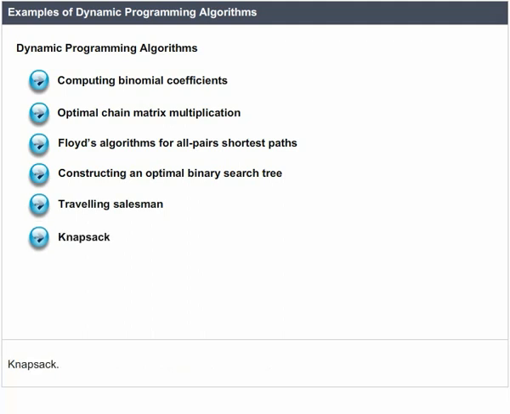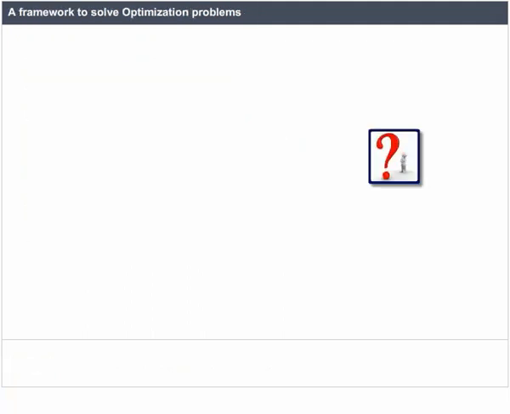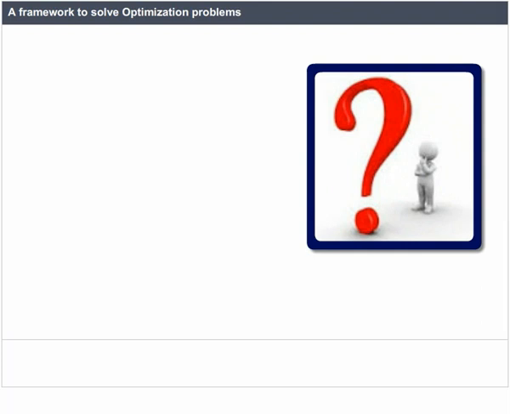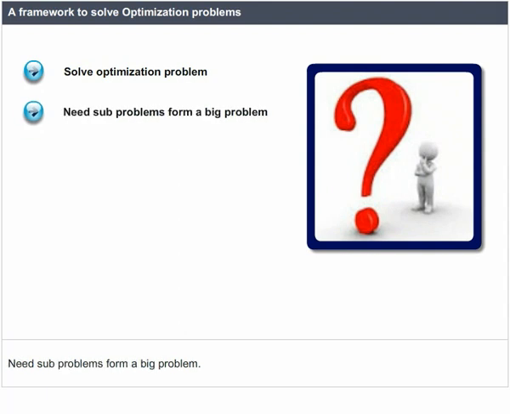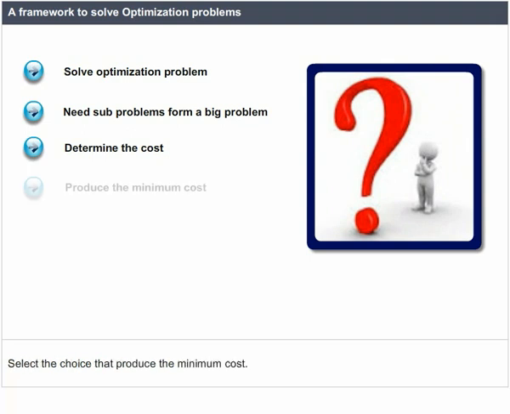A framework to solve optimization problems. Need sub-problems that form a big problem. Determine the cost. Select the choice that produces the minimum cost. Elements of dynamic programming.